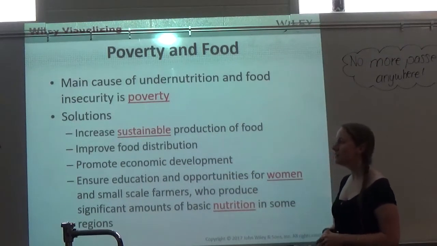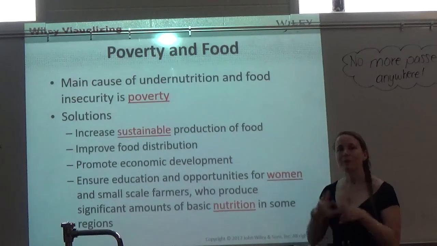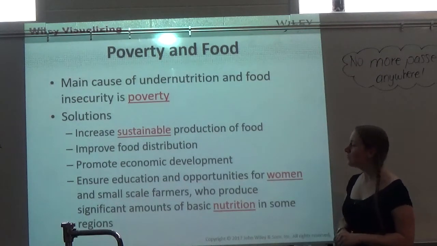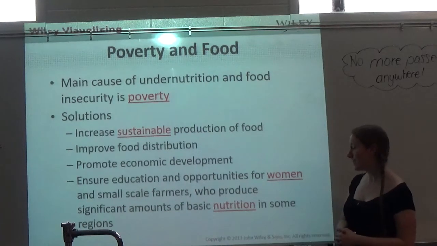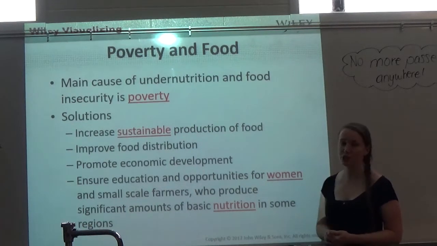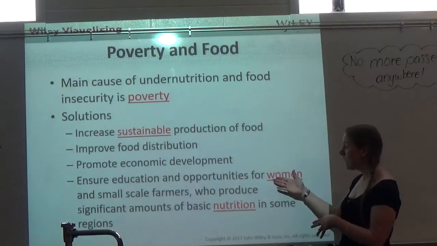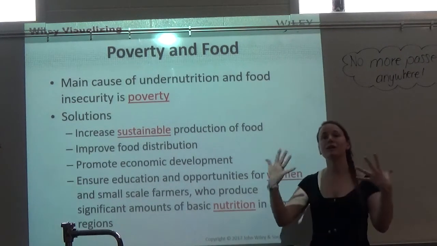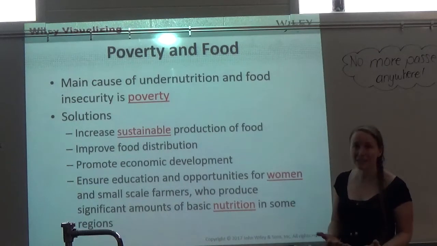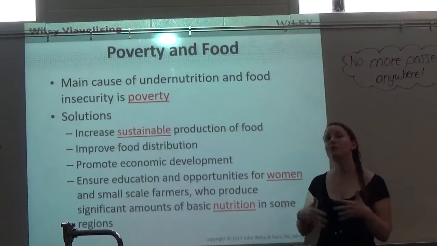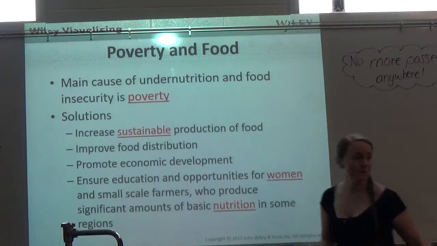Promote economic development. Remember, if we can get those developing countries a little bit better off, that will help. Ensure education and opportunities for women and small-scale farmers who produce significant amounts of basic nutrition in some regions. So if we can empower people in a poorer country, empower the women, empower the people who are trying to learn farming, teach them correct methods, give them the tools and resources they need, then they can start producing food for themselves and hopefully others.